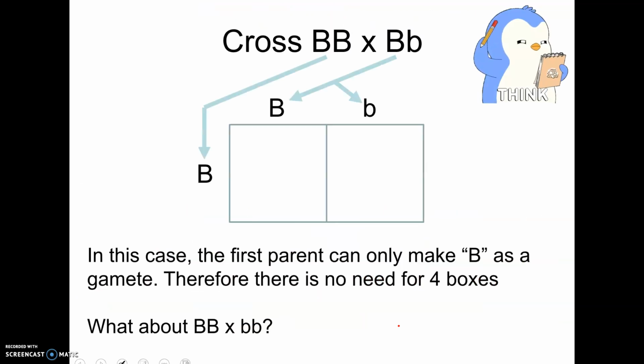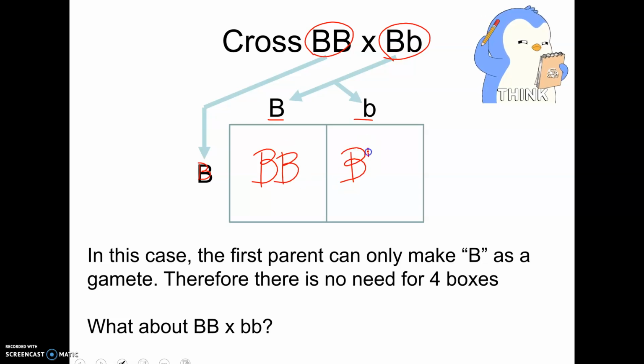Now, here's the thing. A lot of times freshman year, I notice that we just teach everybody to always make 4 boxes. But remember, the whole point of the Punnett square is just to represent the possibilities of gametes that each parent can make. So if you look at this cross, for example, this parent, if it's big B, big B, can only make big B. That's it. There are no options. And this parent, big B, little b, can make big B or little b. So you don't need 4 boxes.